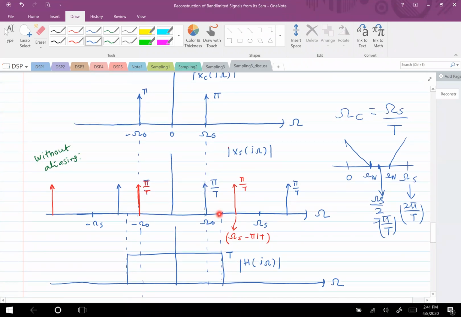But the impulse should be at a distance of omega naught from omega s, right, sir? Correct, you are right. So look here. The first copy is anyway at omega naught and minus omega naught. The second copy, you need to place at omega s, correct? So this distance would be equal to omega n, is it not? That distance is omega n. This distance is omega s. If I take this distance, it is omega s, correct? Yes, sir.